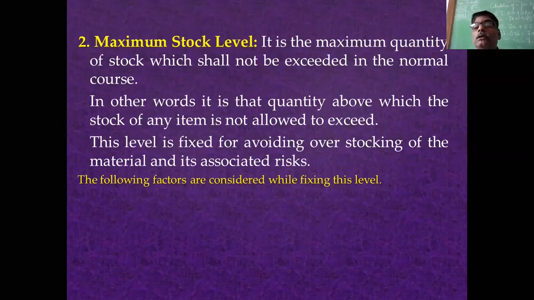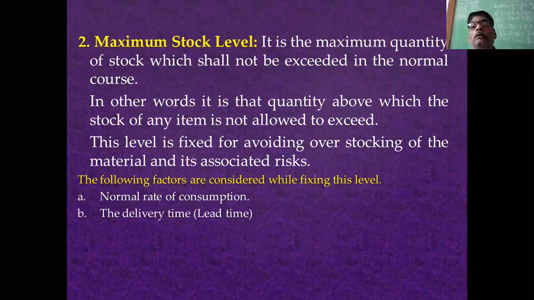What are the factors to be considered here? First point is normal rate of consumption. What is the rate of consumption in your factory production? Then delivery period. Delivery period means time required to get the new purchase. And third is availability of funds. Available funds means what is the fund available for purchase of stock. If you have sufficient cash, you purchase.